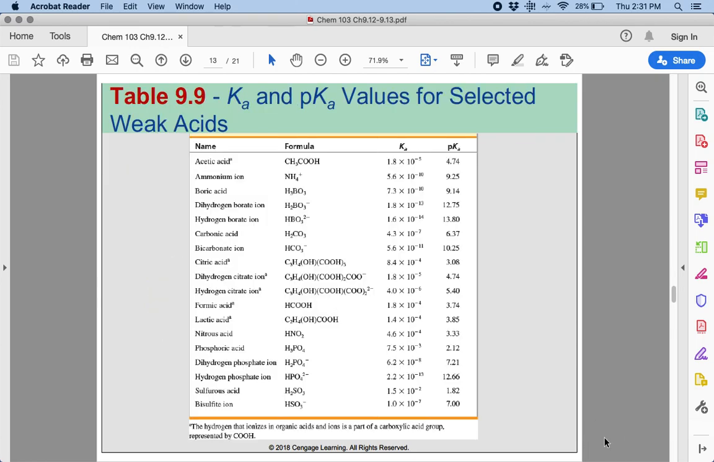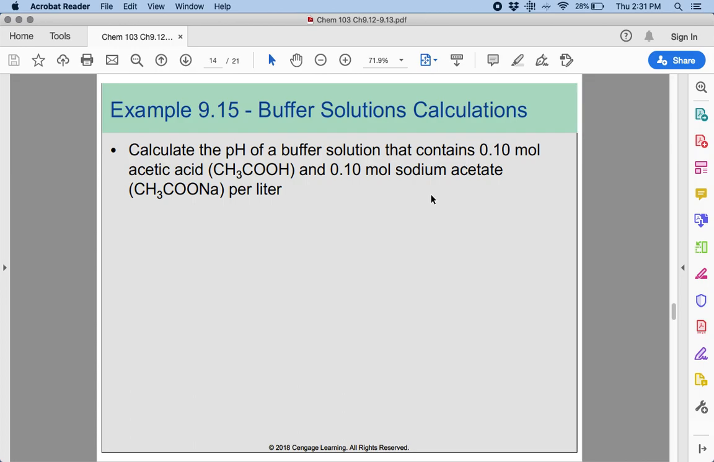In an example, here is a table with some pKa's and everything like that. Again, you don't need to memorize any of this. This would all be provided to you. But just as an example, you may see a buffer calculation in your homework, and so I wanted to give you an example of what this would look like.